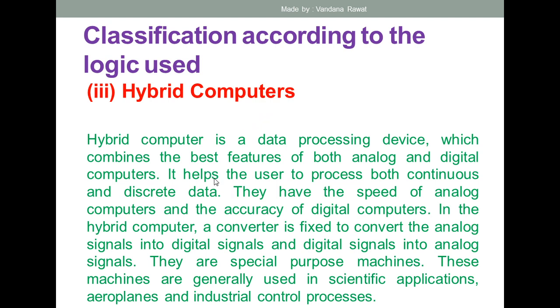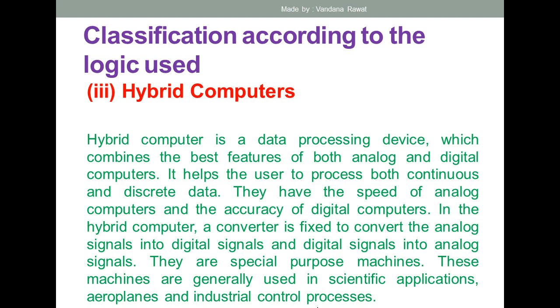So you just note this point. Basically, this computer helps the user to process both continuous and discrete data. That means they have the speed of analog and the accuracy of digital computers. In the case of a hybrid computer, one converter is fixed. This point should be noted: in this computer, one converter is fixed to convert the analog signal into digital signal. Just like I have taken the example of a digital thermometer, where the converter converts the body temperature into digital format. So this is one example of a hybrid computer, because one converter is fixed to convert the analog signal into digital signal and digital signal into analog signal. They are special purpose machines, and these machines are generally used in scientific applications.